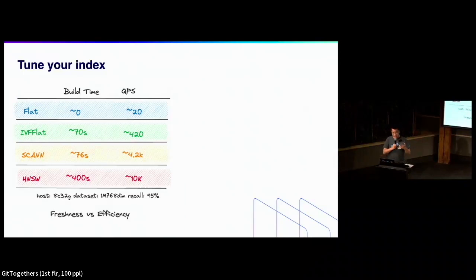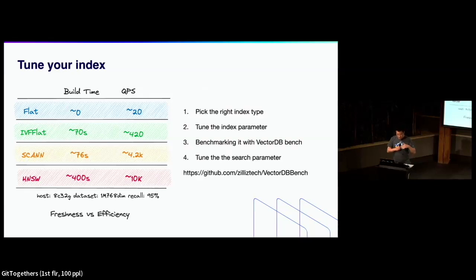But if you have HNSW, build time is going to be much higher. But QPS is definitely higher than ScaNN, right? So pick the right index type, tune the index parameters, benchmark on your use cases, and tune the search parameters. And if you don't know how to tune that, simply use our VectorDBBench.